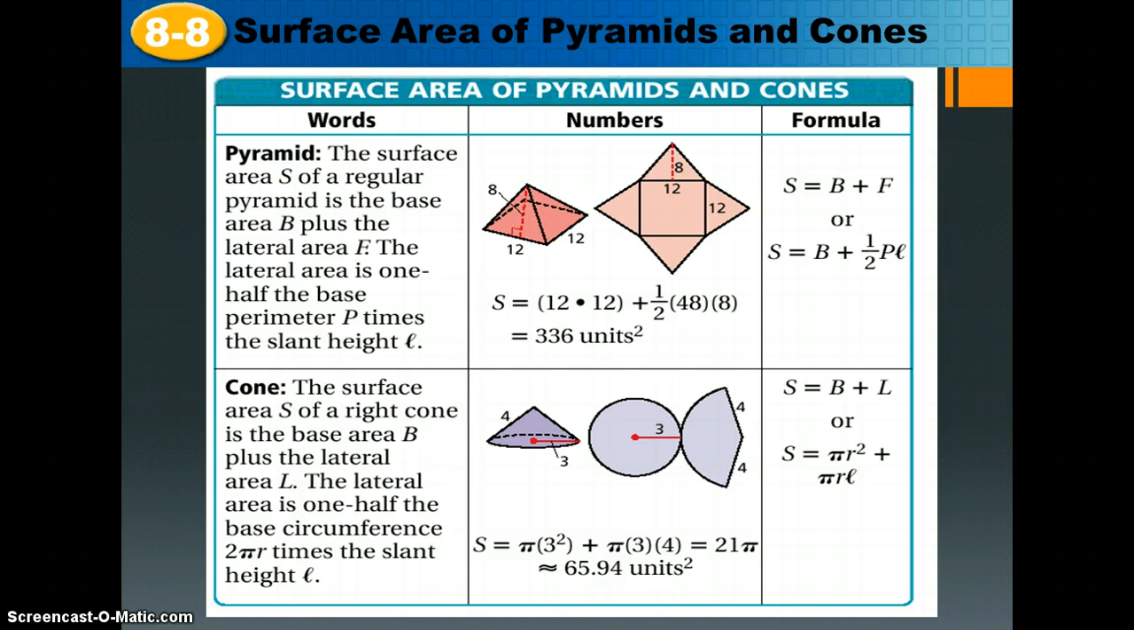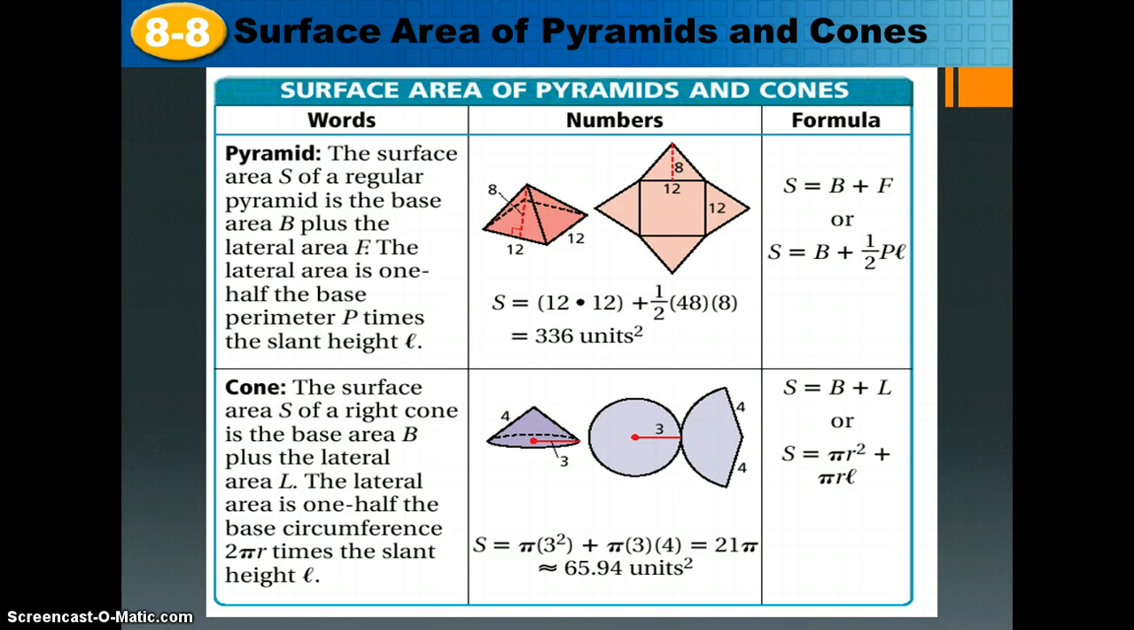So in the example, they show a square pyramid, and of course to find the area of the base you would take side times side or length times width, which is 12 times 12, and you'll add that to 1/2 of the perimeter. So if I find the perimeter, it's going to be 12 plus 12 plus 12 plus 12, which is 48, and then the slant height is 8. So putting those numbers in, I would get 336 units squared.